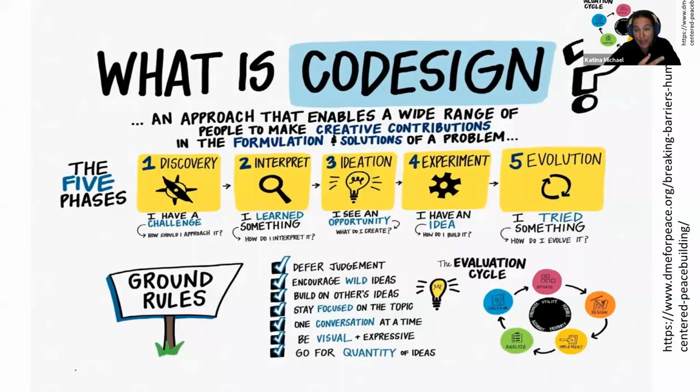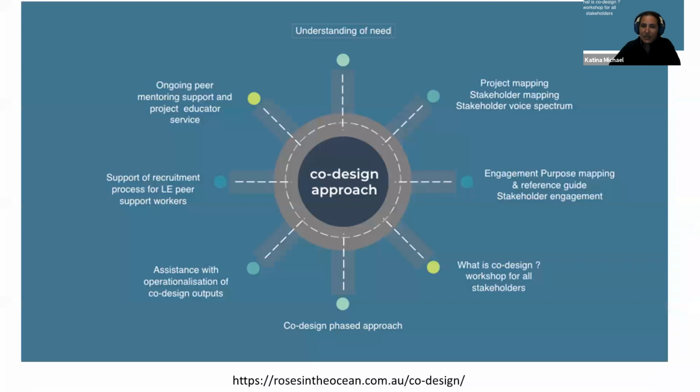Build on others' ideas, right? Stay focused on the topic, one conversation at a time. Don't talk on top of each other when you're supposed to be listening to each other. Be visual and expressive. That's why mural, canvases, brainstorming, butcher paper, all of these things would be useful. People scribing notes, and go for quantity of ideas, because then you can cull them out, or you can co-locate them and come out with those grand ideas. And defer judgment till later. You don't have to do the wiring at the beginning. Do it later. And so I like this a lot.